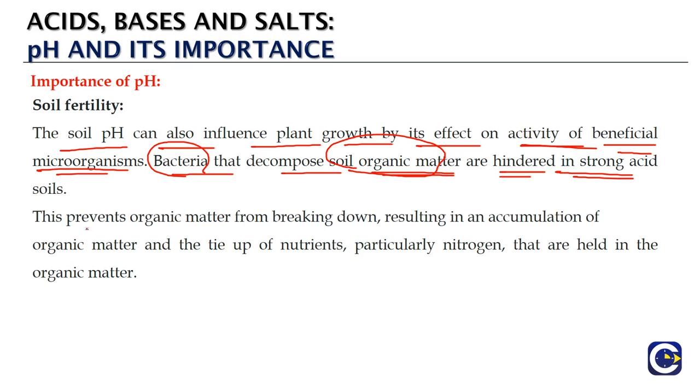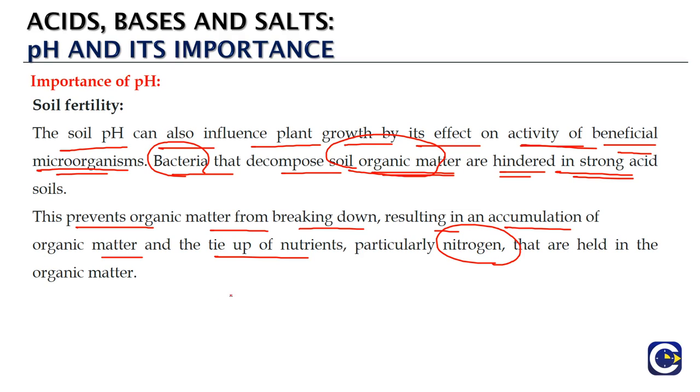This will basically prevent the organic matter from breaking down, and that will result in the accumulation of organic matter and tie up of nutrients. Particularly this will happen for things like nitrogen. So we have nitrogen decomposing bacteria. They facilitate the easy absorption of nitrogen and nitrogen compounds by the plants, and if that is being hindered, then it is going to affect the plant growth.